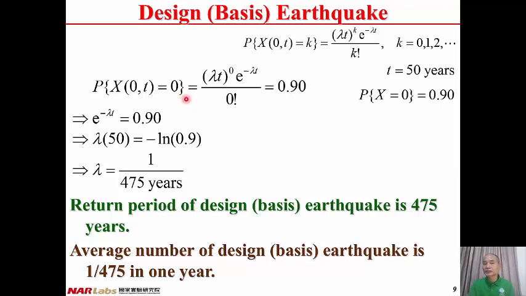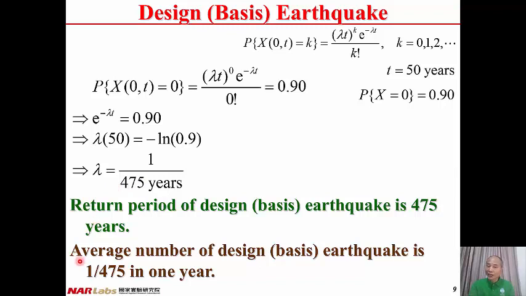The probability of X equal to 0 equals lambda T to the power 0, divided by 0 factorial, times exponential minus lambda T. Lambda T to the power 0 equals 1, and 0 factorial equals 1. Therefore, the left-hand side of the equation equals exponential minus lambda T, equal to 0.9. And T equals 50 years. Therefore, lambda times 50 equals minus the natural log of 0.9. Then we can solve for lambda equal to 1 over 475 years.